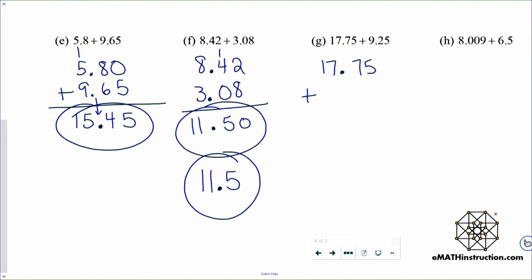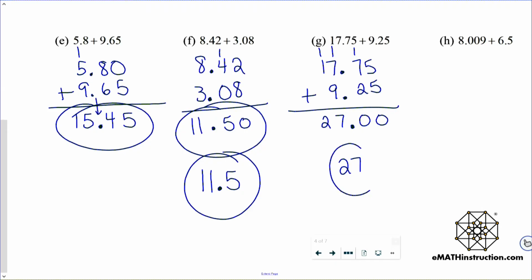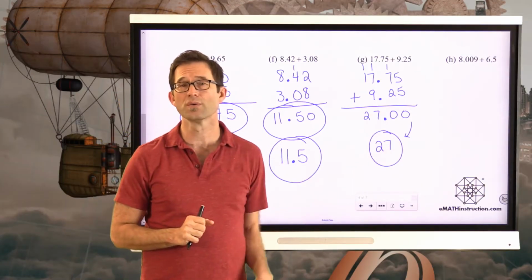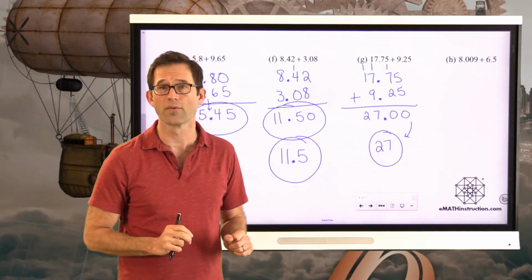17.75 plus 9.25. 5 and 5 here is 10, carry the 1. 7 and 1 is 8, plus 2 is another 10, carry the 1. 7 and 1 is 8, plus 9 is 17, carry the 1. And we get 27.00, which is an okay way to leave it, but at least in this context, I'd prefer you to write it as just 27. Those extra 0.00 are adding nothing whatsoever.